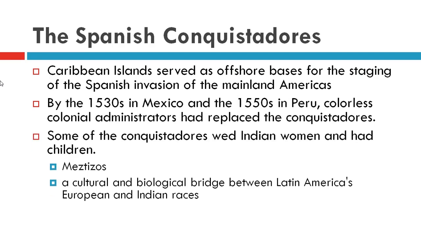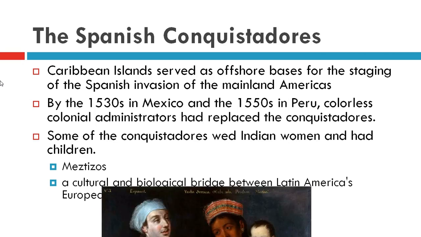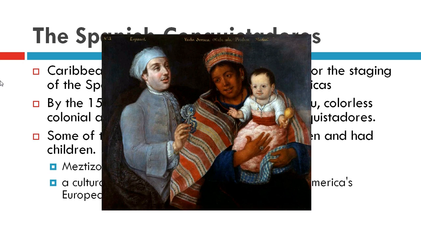Some of the conquistadors had married Indian women and had children with them, and so we now have a new mixed-blood race, the mestizos. And again, that's not something that all European powers have done. We'll talk about the English in the next chapter or two and how they did not really interact with Native Americans at all. This mestizo population, though, is a cultural and biological bridge between Latin America's European and Indian races. And here is a picture that you'll see in most every APUSH PowerPoint of a happy mestizo family.